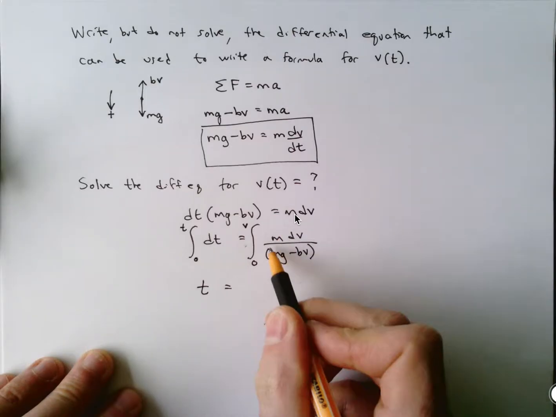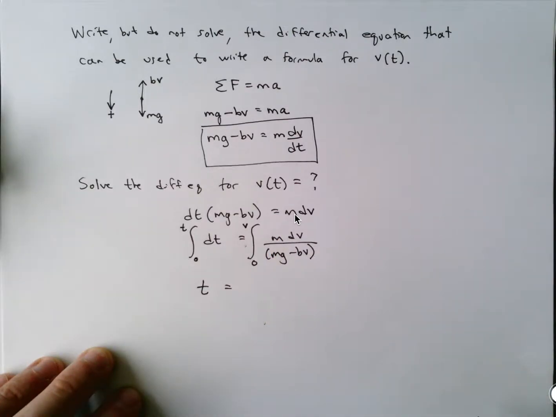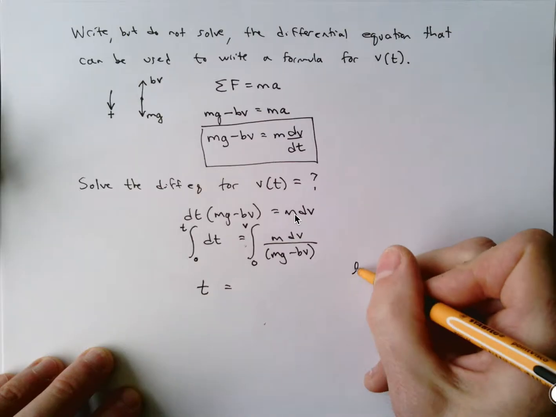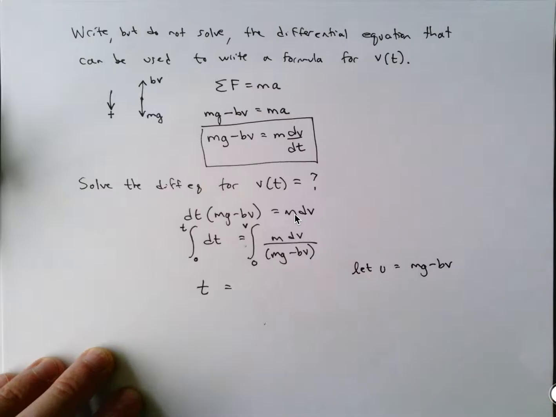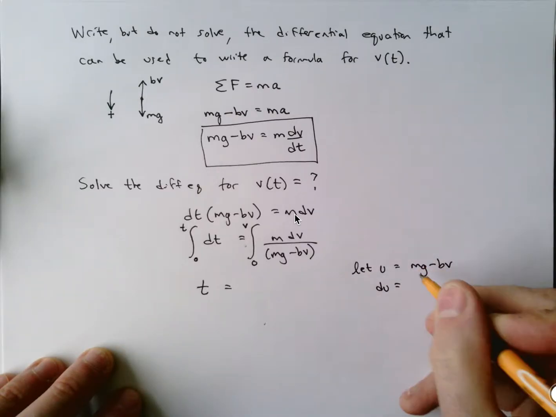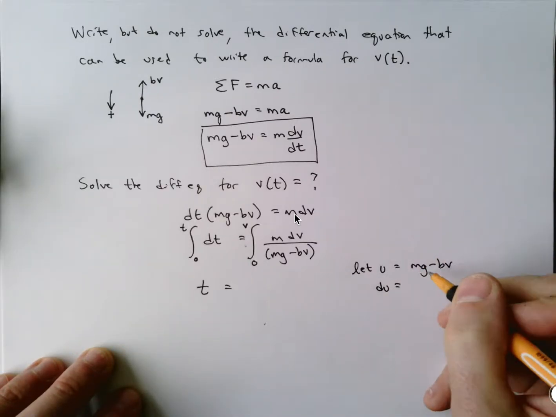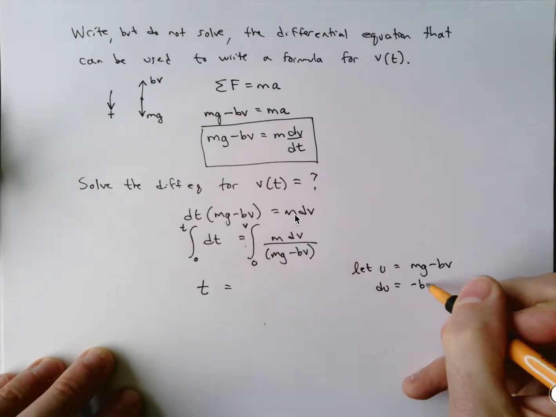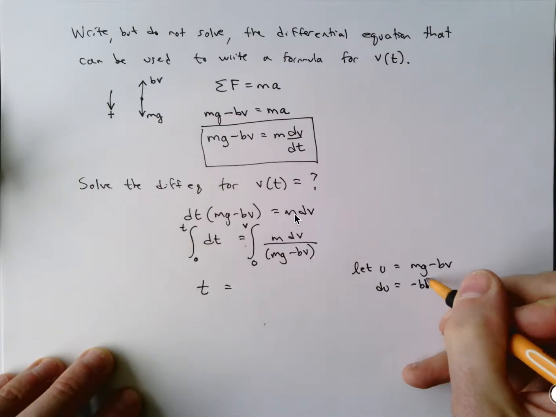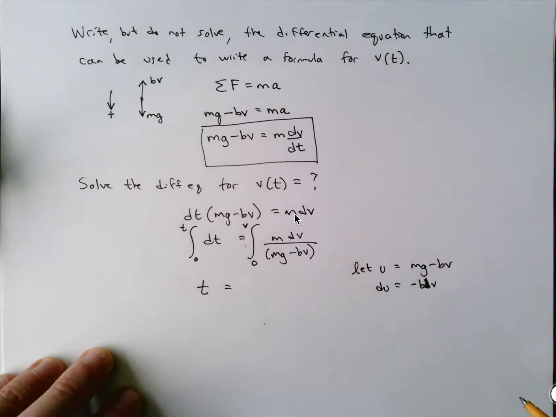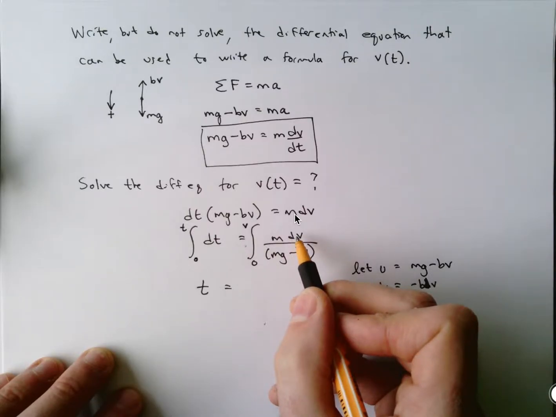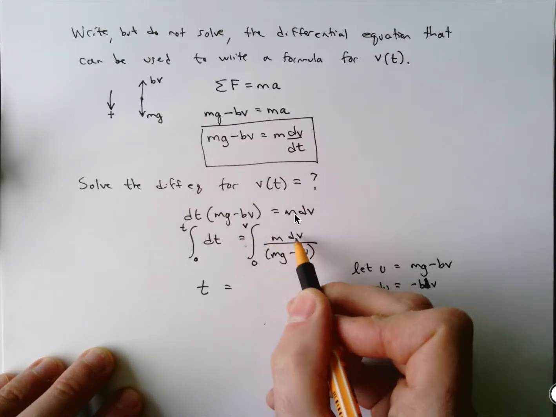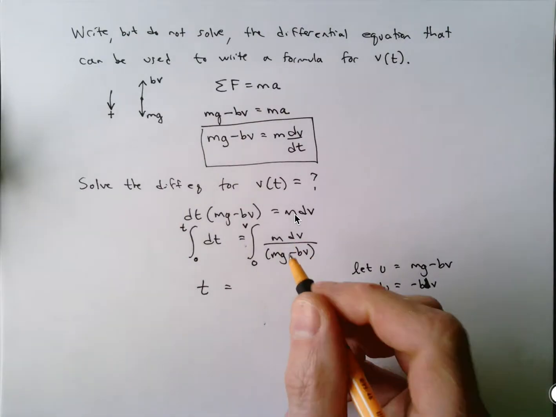The other side, a little trickier. How do you integrate this? Well, maybe you recognize we're going to have to do u substitution. So let's let u be equal to mg minus bv. And that means that du, we've got to take the derivative of this. mg is a constant. This is not. If I take the derivative of that, we're going to have negative b dv. So here I have u. I don't have negative b dv here, but I need it in order to do this substitution.